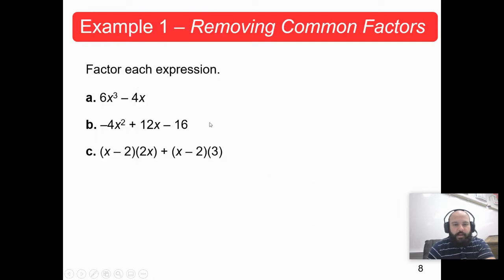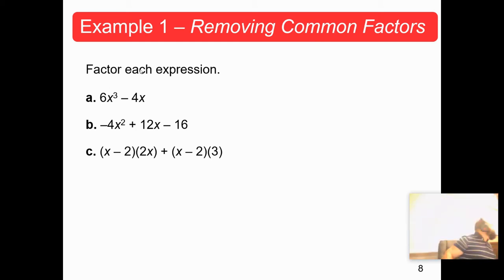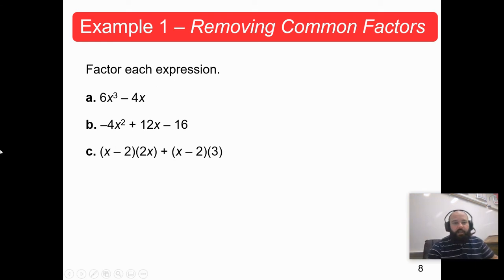So let's talk about a couple of expressions here. This is example one, and it says simply removing the common factors. What you need to do here is take out what most people call the GCF, the greatest common factor. Your first helpful hint here is that anytime you have a polynomial expression to factor, the very first thing that you should try to do is to pull out a GCF. And that's what we're going to do with all of these.